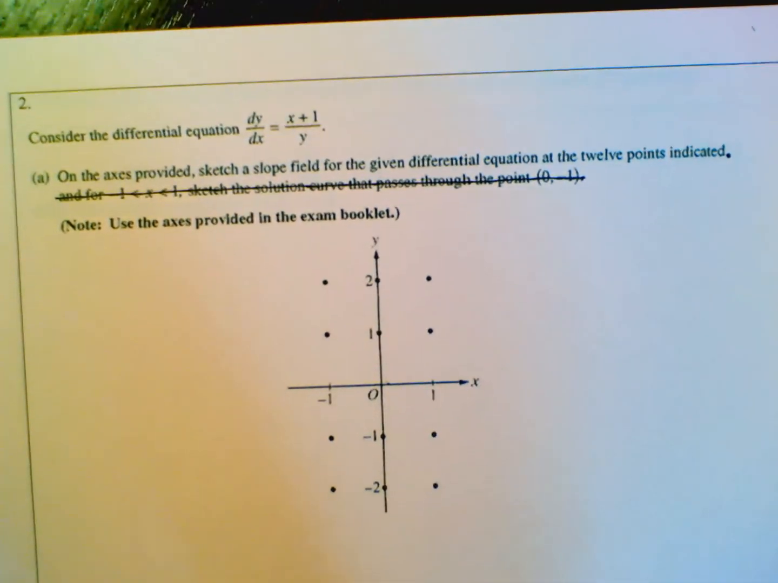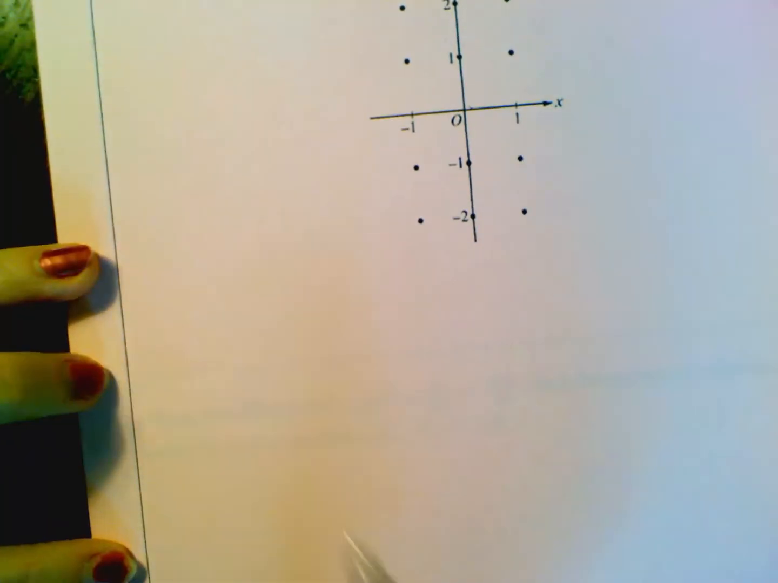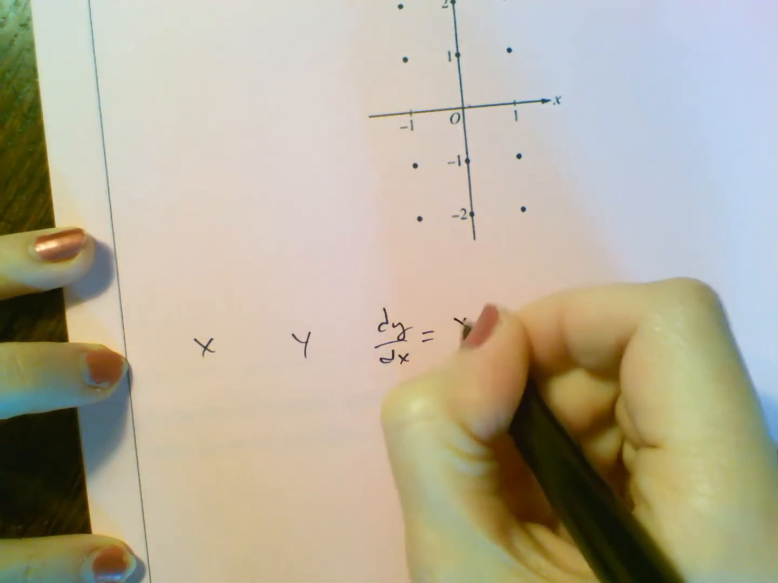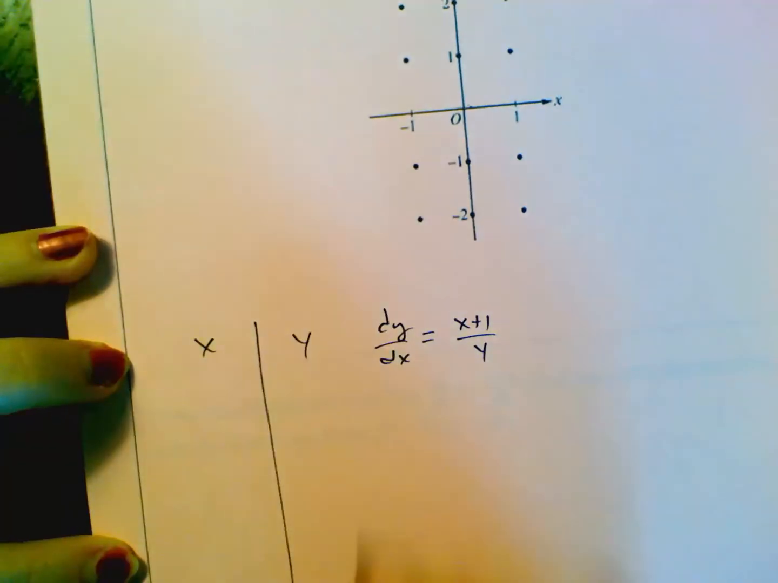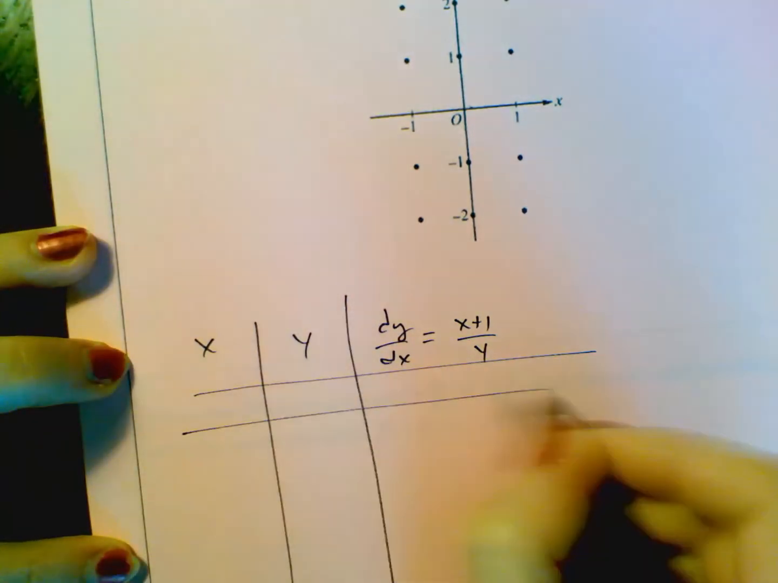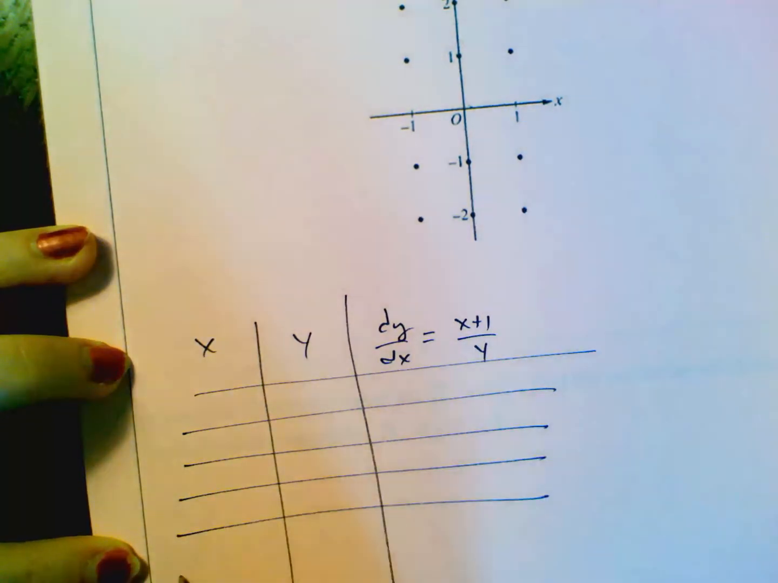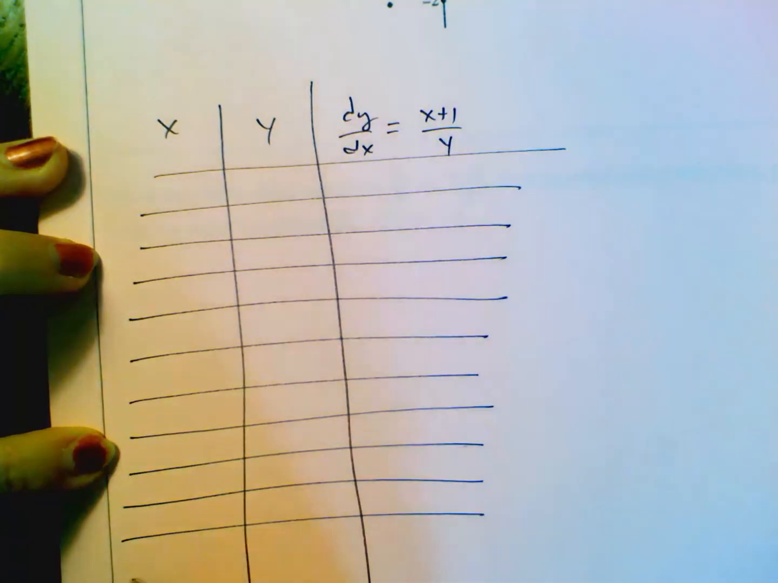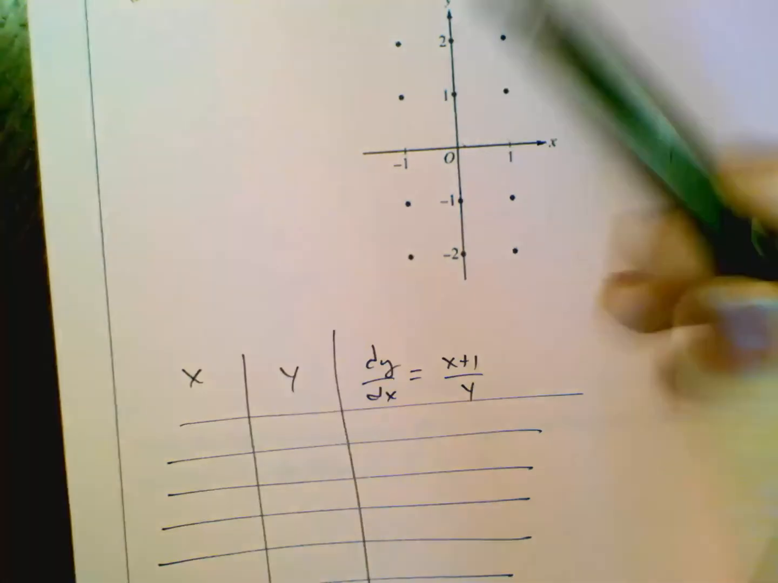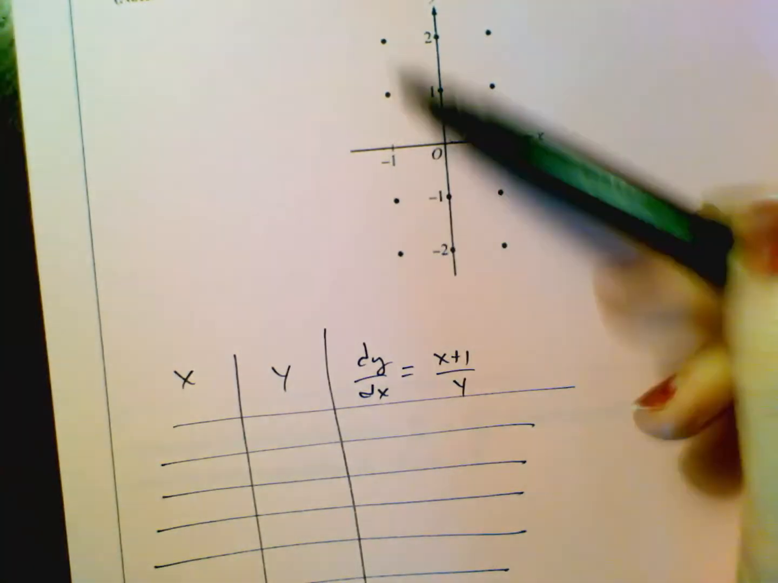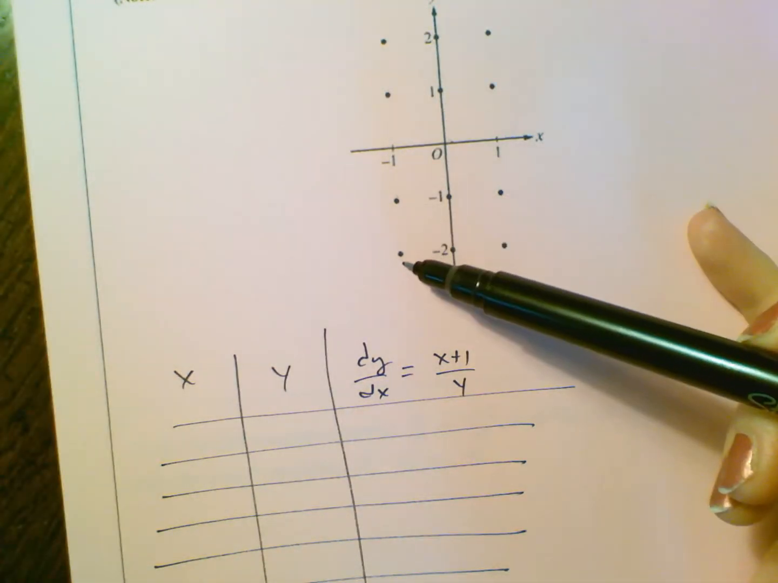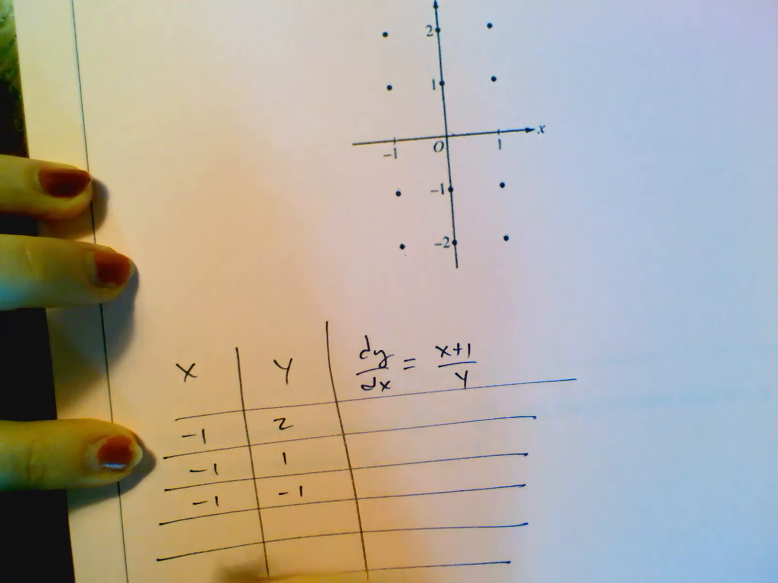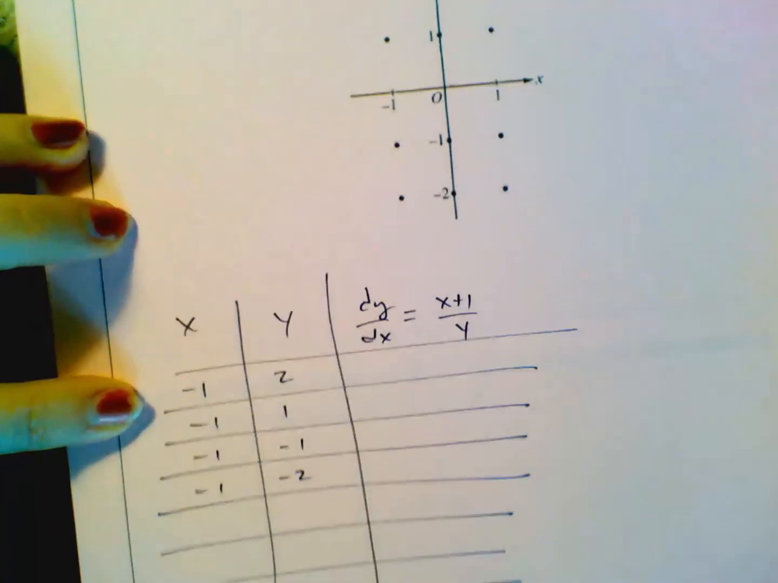This time we've got 12 points. I'm going to do something very similar, but I want to have 12 rows. 1, 2, 3, 4, 5, 6, 7, 8, 9, 10, 11. I'll do all the ones with x is -1 first. So I'm going to have 4 points there with x -1: -1, 2; -1, 1; -1, -1; -1, -2.